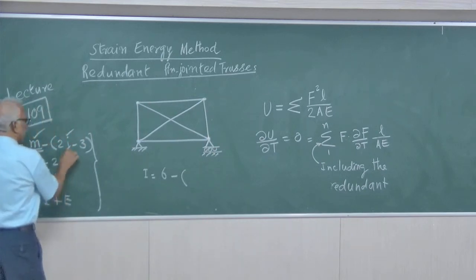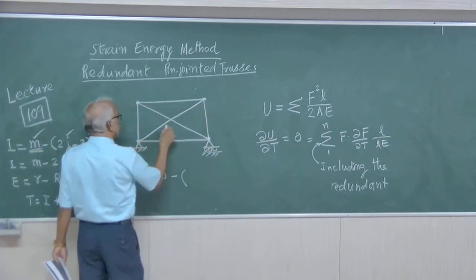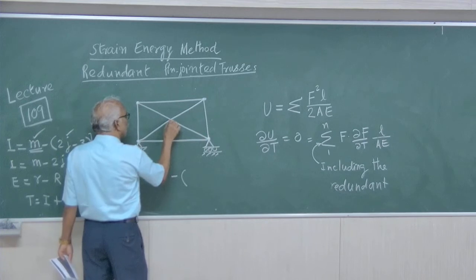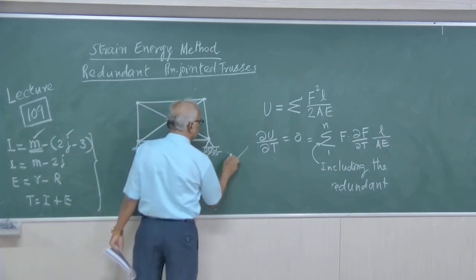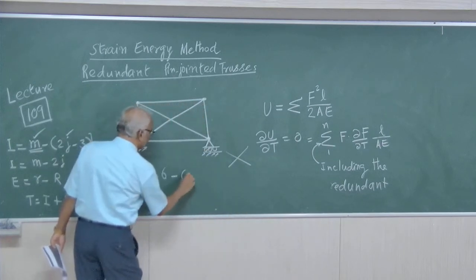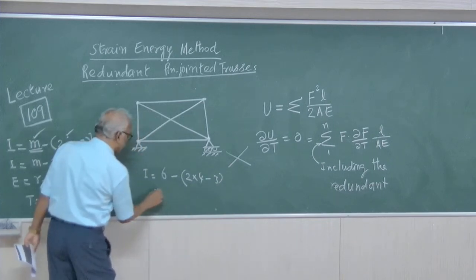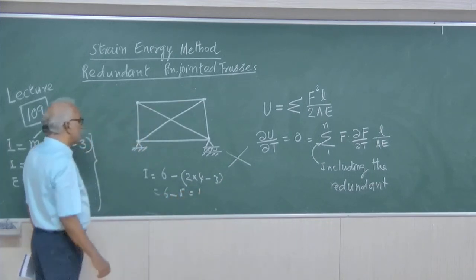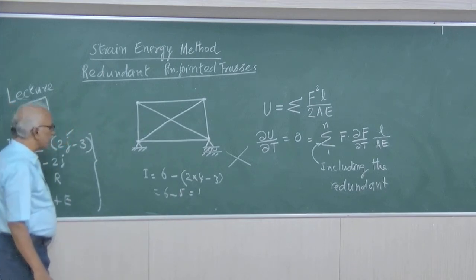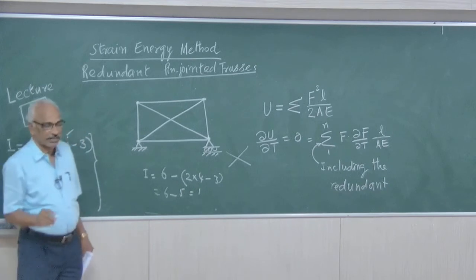Coming to joints, 2 into j: 1, 2, 3, 4 joints. This crossing should not be treated as a joint. Crossing of two members is not a joint. So 2 into 4 minus 3 equals 6 minus 5 equals 1. That means the truss has one extra member than is required. That is internal redundancy.